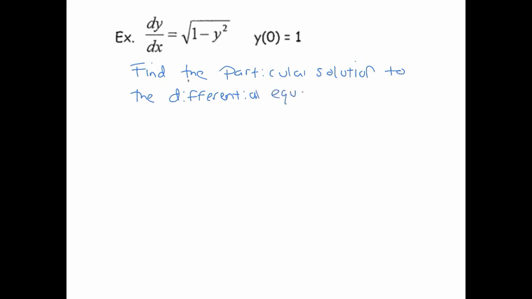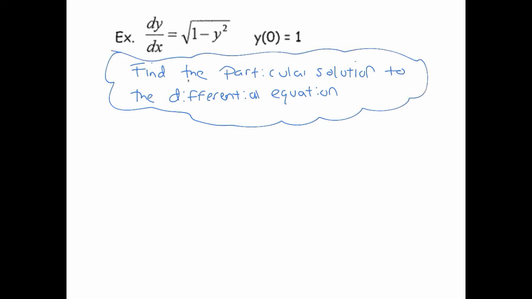Alright, that's what we're doing here. So, we'll use separation of variables. Right now, I've got my dy above a dx. I'm going to multiply by dx on both sides, and then divide by the square root of 1 minus y squared. So that equals dx.